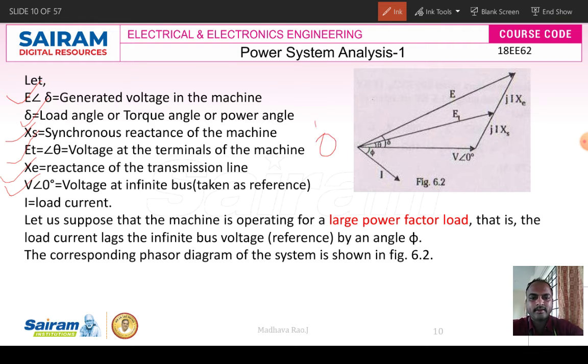The pi value is more than this. Synchronous machine lags, the current lags the infinite bus bar voltage. Here we can see the voltage and current are lagging in nature. So the lagging angle we are denoting with phi. The corresponding phasor diagram we can see in this figure. The voltage drop across synchronous reactance and the voltage drop across the transmission line you can observe in this phasor diagram.